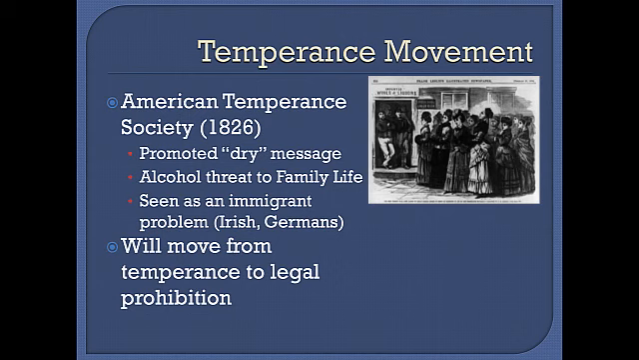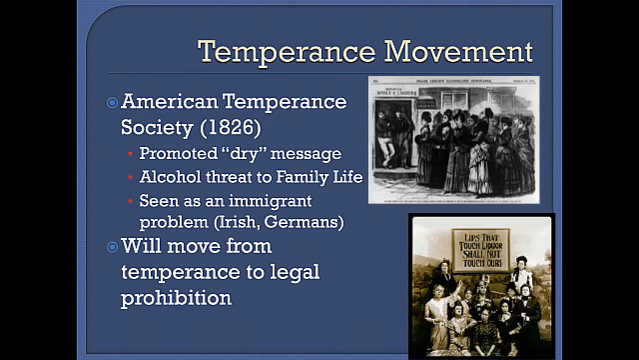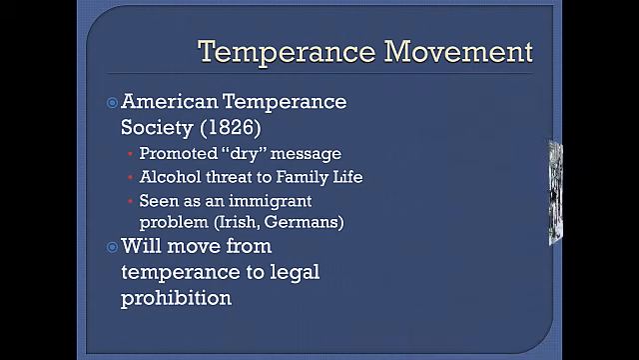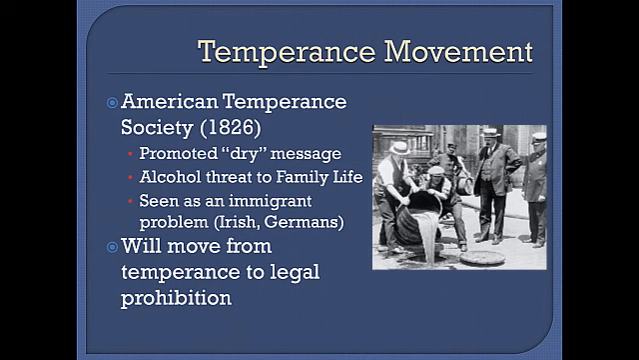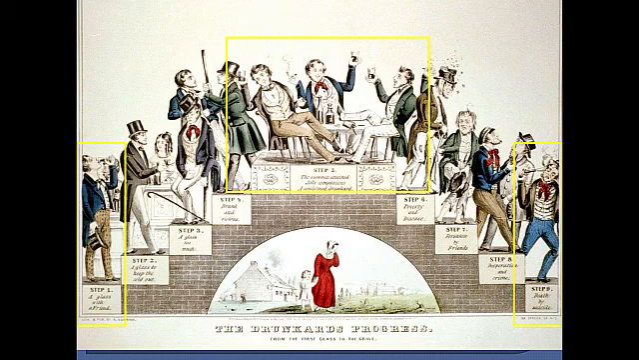Now, America is going to start to move from this idea of temperance to legal prohibition. We'll see the temperance movement go throughout the 1800s, but when we get into the 1900s, it's going to change. It's going to be like people aren't going to give up drinking on their own, so let's just make them do it with laws. And that's when we get to the Prohibition movement, which will eventually lead to the 18th Amendment in the 1920s when alcohol is illegal in the United States.